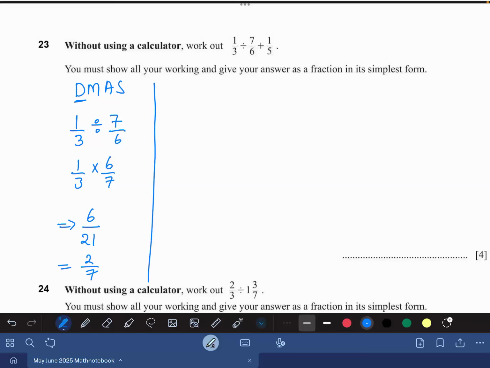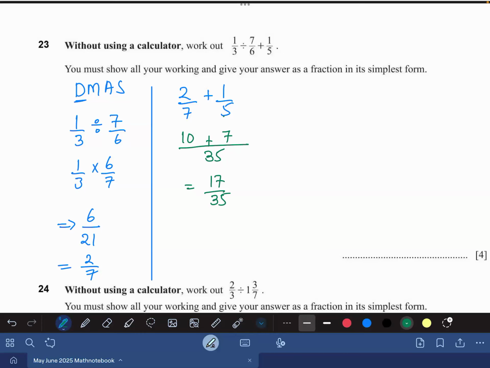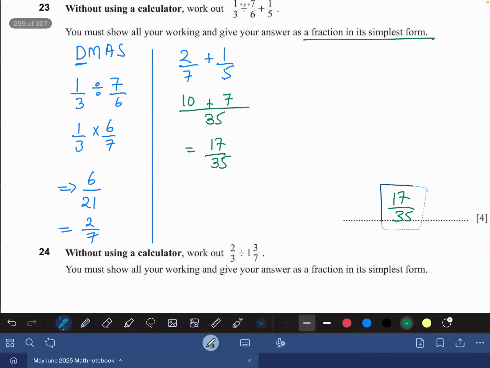Now I can use 2 by 7 plus 1 over 5. Comparing the denominators, you can easily use butterfly here. 7 fives are 35, plus now cross multiplication, 5 twos are 10, and 1 seven is 7. So the answer is 17 by 35. And this is the simplest form because 17 is a prime number. 17 by 35. Did everyone understand? Yes, sir. Anyone having any question?